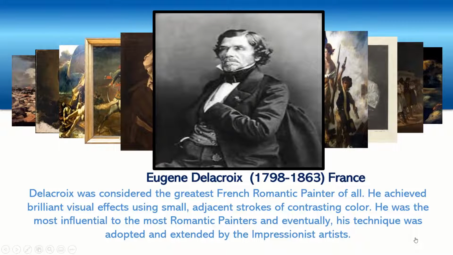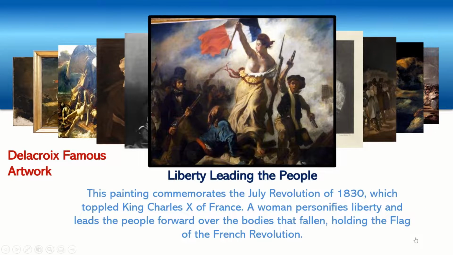Now let's talk about Eugene Delacroix. Delacroix was considered the greatest French Romantic painter of all. He achieved the brilliant visual effects using small, adjacent strokes of contrasting color. He was the most influential to the most Romantic painters, and eventually his technique was adopted and extended by the Impressionist artists. One of the famous artworks made by Delacroix is called The Liberty Leading the People.